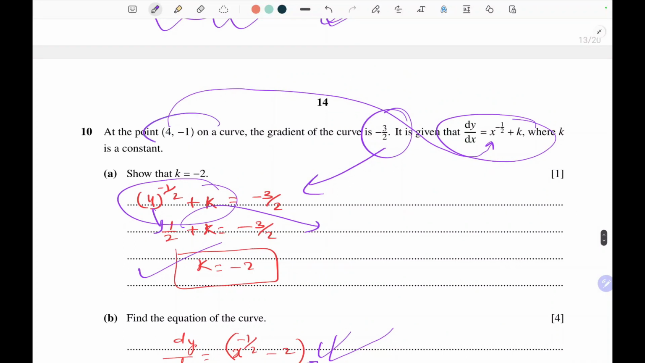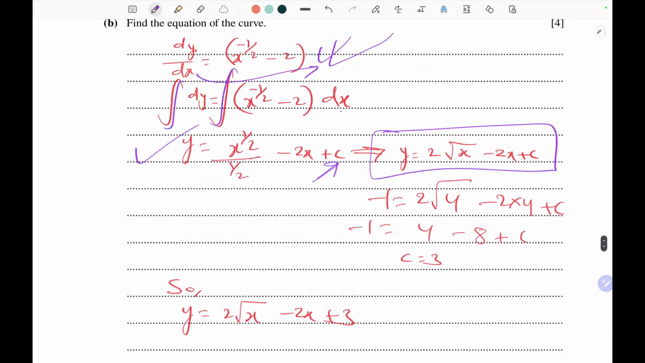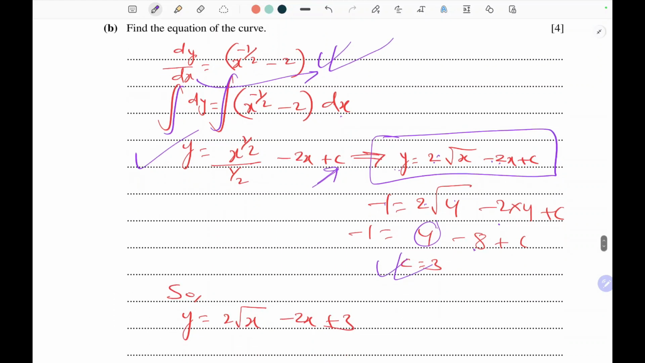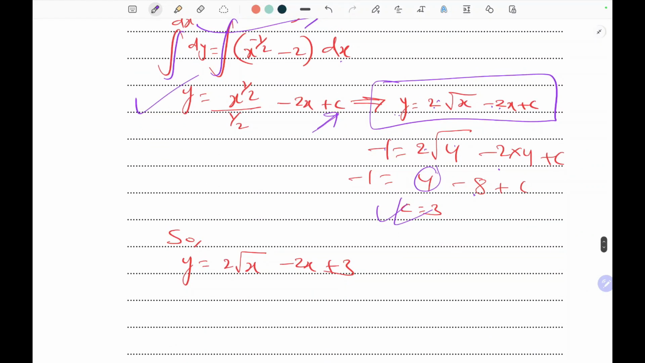We can find c easily because (4, -1) lies on the curve. So y is minus 1, x is 4. So minus 1 equals 2 root 4 minus 2 times 4 plus c. So this is minus 1, and this is 2 times root 4, that is 4, and minus 2 times 4, that's minus 8. Just solve and you will get c equals 3. Just put this c back over here to get your y, which is y equals 2 root x minus 2x plus 3. This is your y.